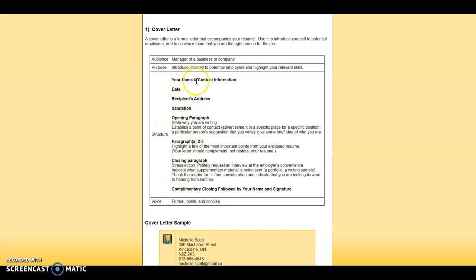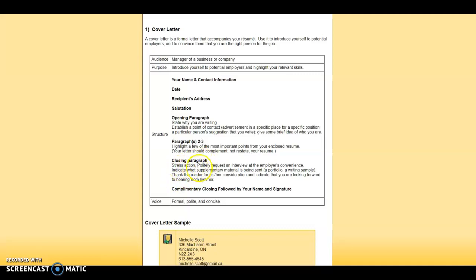You've got your name and contact information at the top. You always put the date. You put the person you're writing to, the recipient's address. You have a salutation, like dear so-and-so. You have an opening paragraph where you establish why you're writing the letter. You have usually at least 2 or 3 body paragraphs where you explain and highlight why you deserve the job and what your skills are.